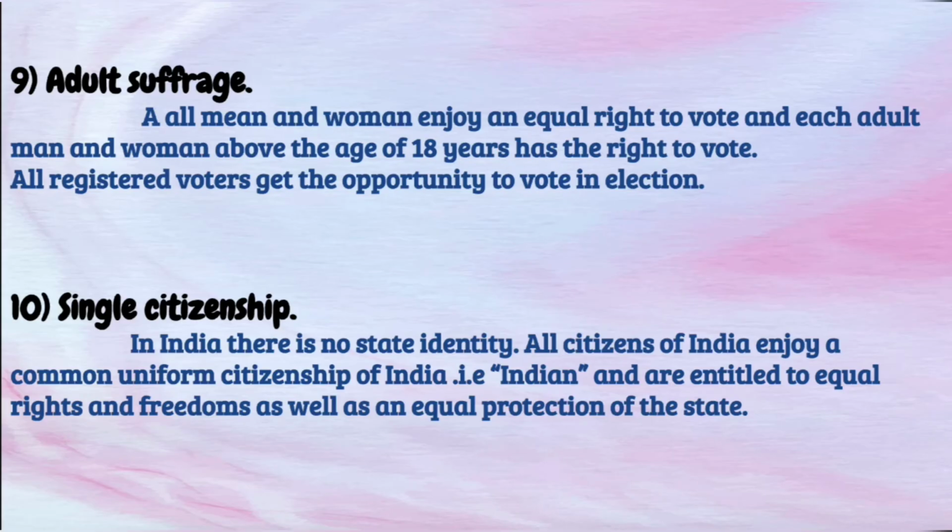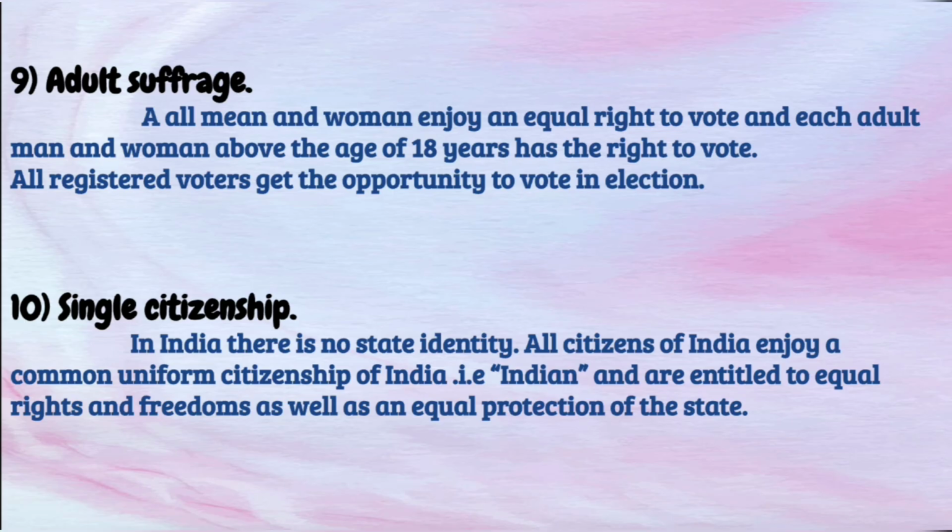उसके बाद आता है हमारा अडल्ट सफ्रेज और द यूनिवर्सल अडल्ट सफ्रेज. दैट मीन्स जितने भी पीपल हैं, अडल्ट्स हैं एबव द एज एबव 18+, दे ऑल हैव द राइट टू वोट. सो ऑल द मेन एंड वुमेन एंजॉय एन इक्वल राइट टू वोट, एंड each adult man and woman above the age of 18 years has the right to vote.